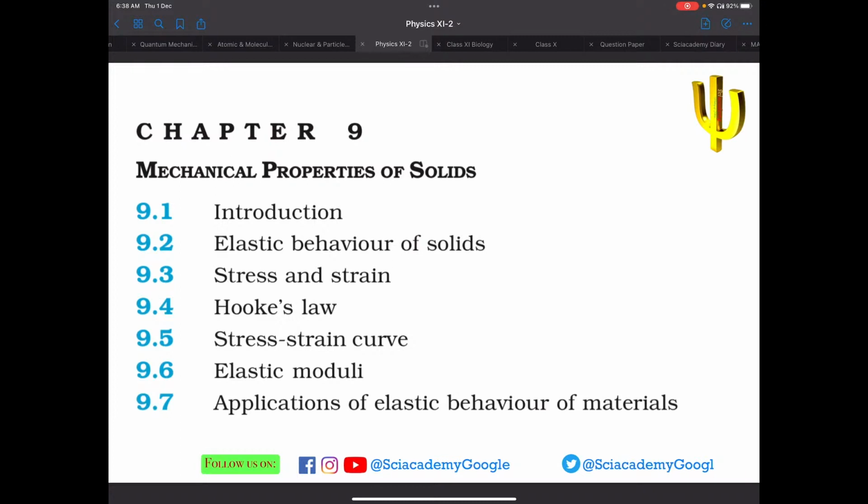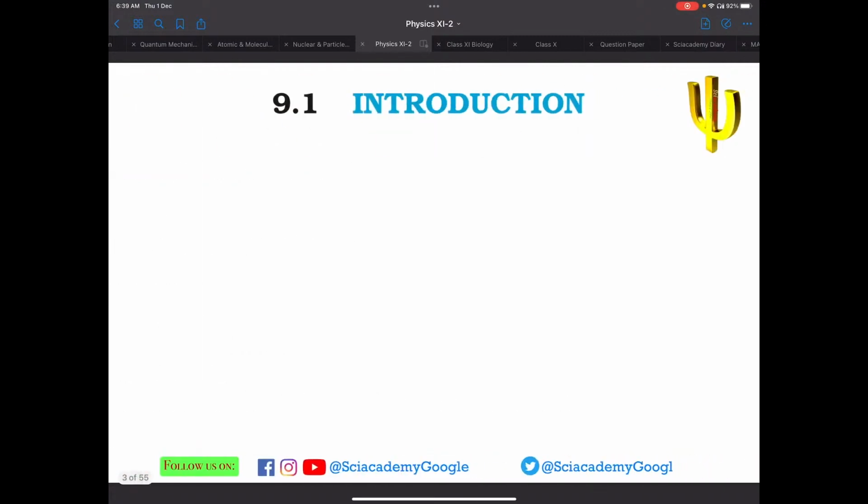So under introduction, already you have the knowledge about the solids and rigid bodies. So what are the solids? Solid क्या है? So आप लोग को सबको पता होगा solids क्या है.